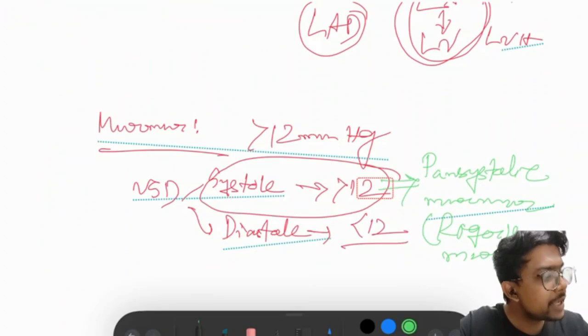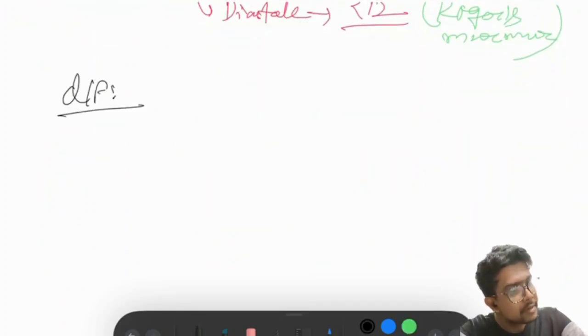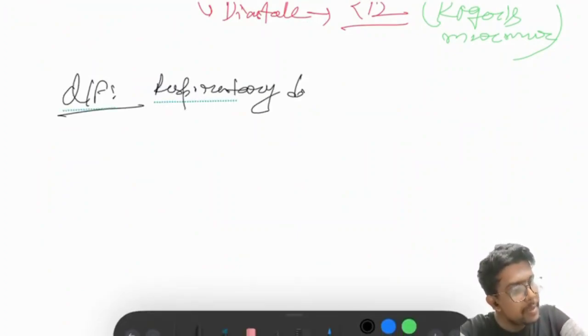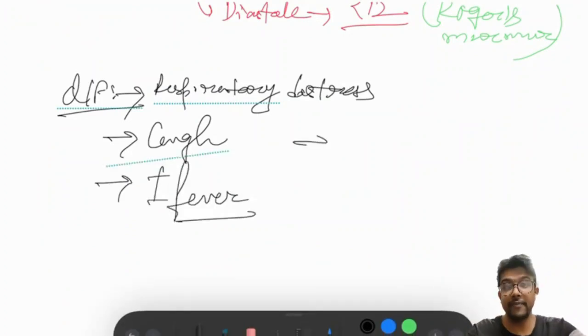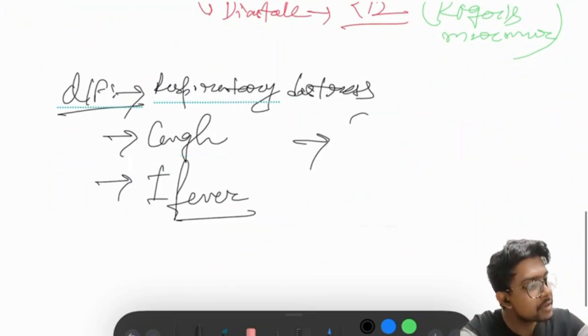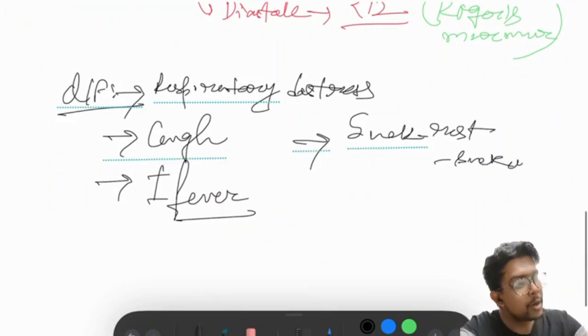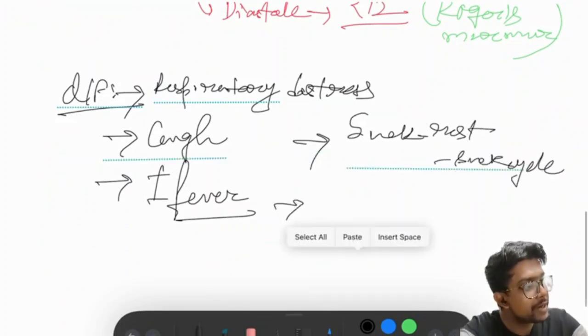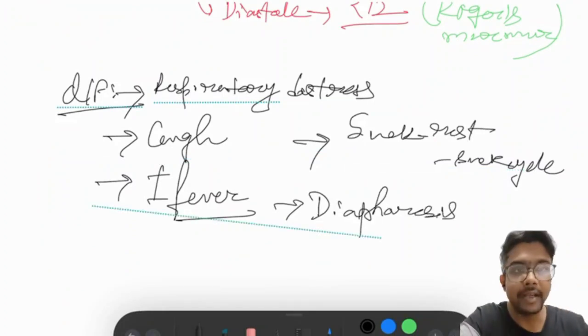Now clinical features. How will the patient present to you? There will be respiratory distress, there will be cough as there is pulmonary congestion, there may or may not be fever. In case of newborn babies or infants, there will be suck-rest-suck cycle. There will be diaphoresis or forehead sweating due to excessive adrenergic activity.